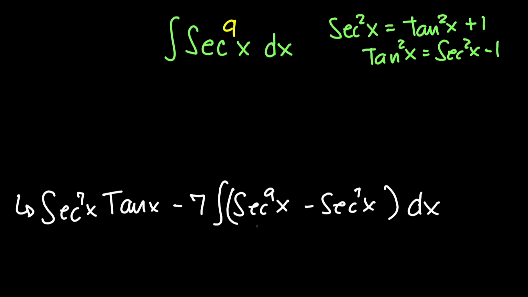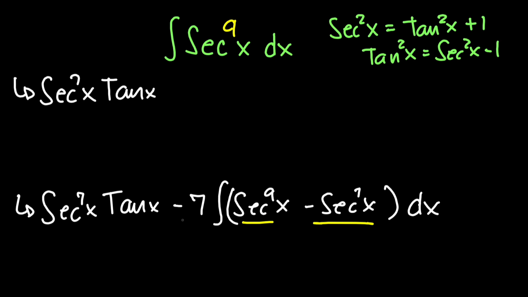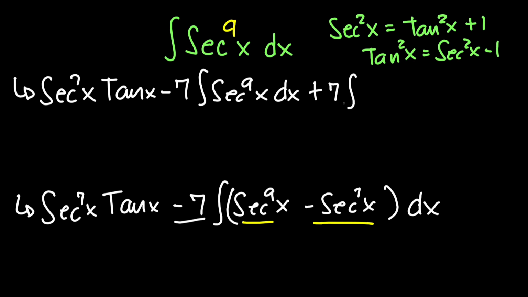After that, we need to split this integral into two parts. So for this one, it would be negative 7 integral, which is this one, and for the first part, which is secant to the power 9 of x. And don't forget the dx in here. And for the second part, negative 7 multiplied by the negative in here would be a positive 7 integral of secant to the power 7 of x of dx.